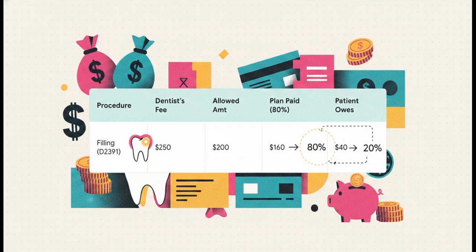Let's make this real with an example. Okay, look here. Our office's full fee for a filling is $250. But with this insurance, the allowed amount is only $200. The plan says it covers 80% of that, which comes out to $160.